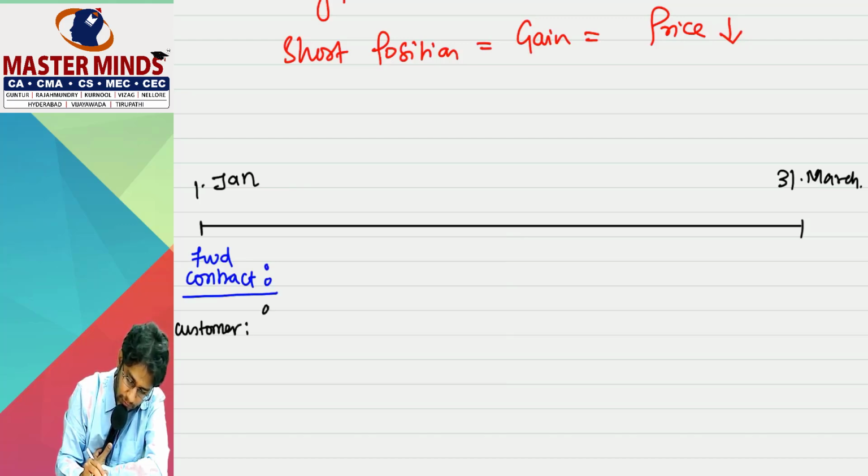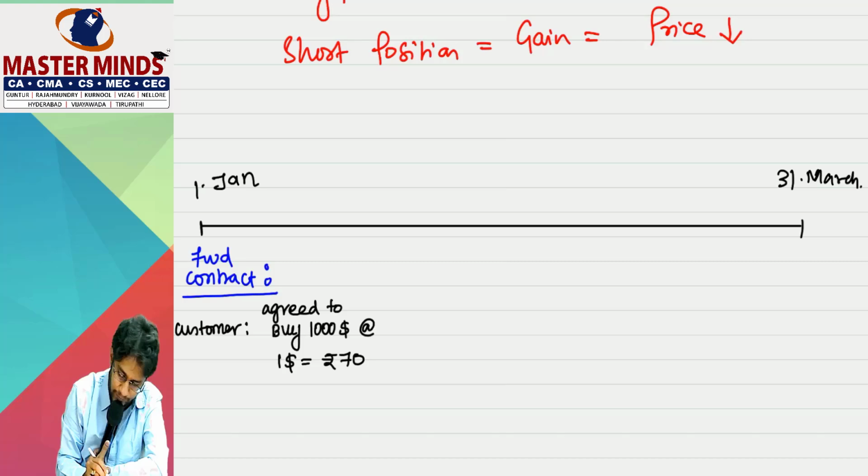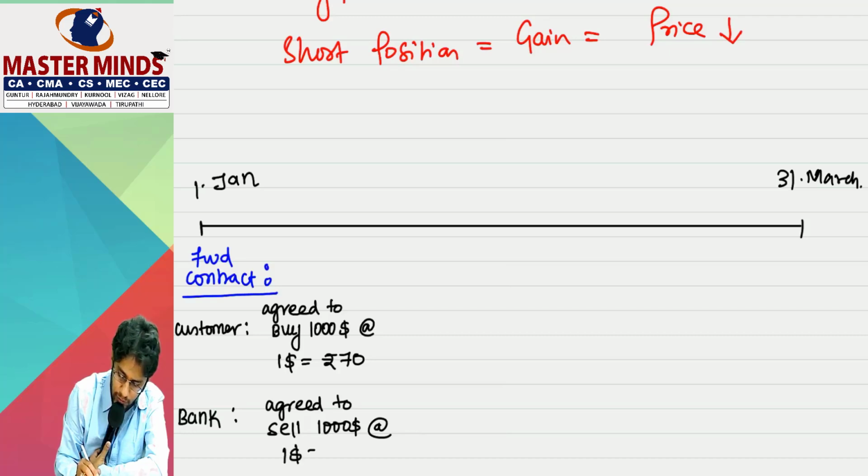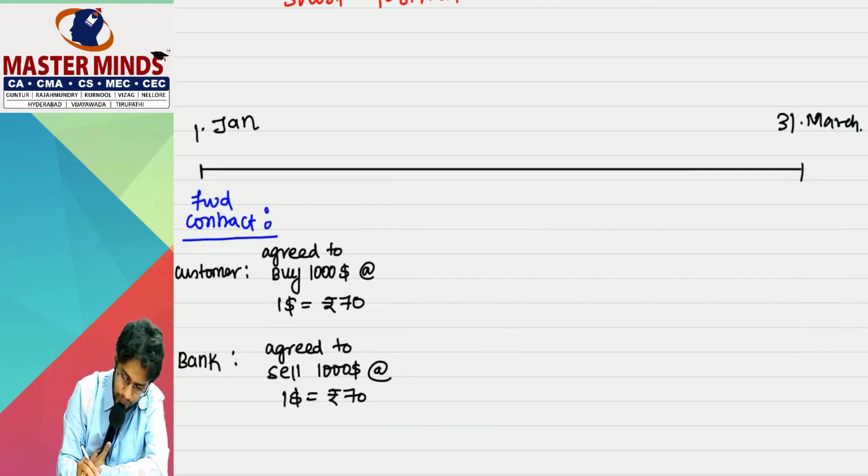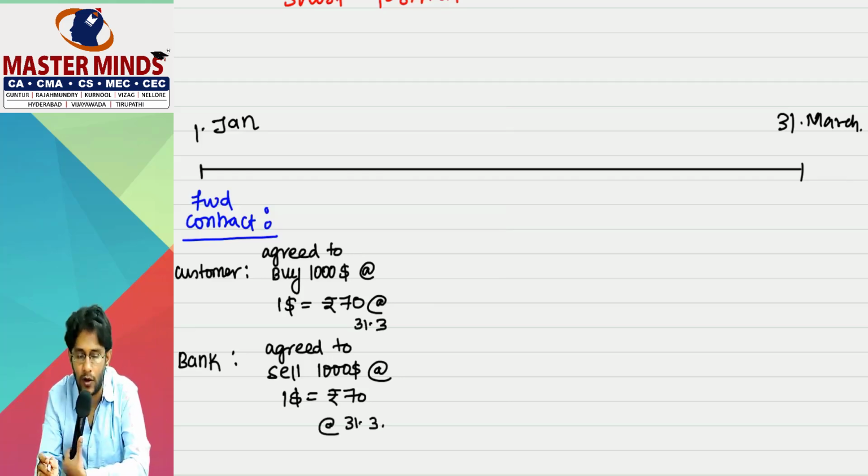Customer agreed to buy $1,000 at $1 is equal to, let's say, 70. If customer agreed to buy, then who is agreeing to sell? Bank is agreeing to sell $1,000 at the rate of $1 is equal to rupees 70 on 31st March. So this contract is going to be settled at March ending, but the contract is entered on 1st of January. Price is already frozen. Customer is a buyer, banker is a seller of dollar.